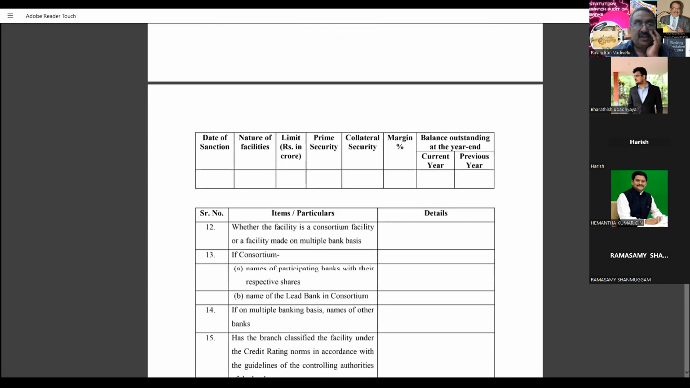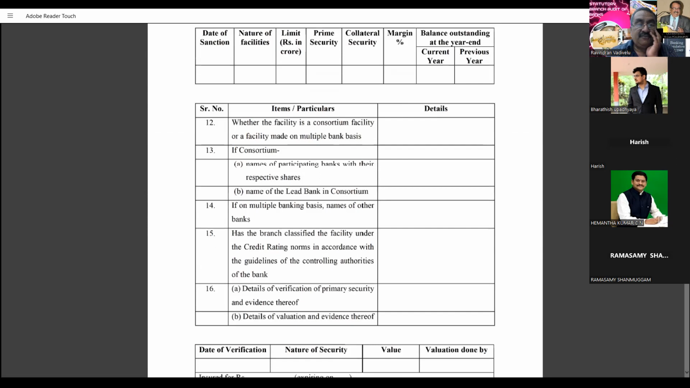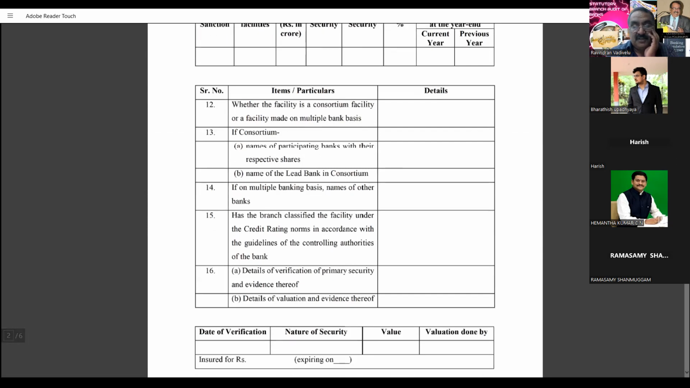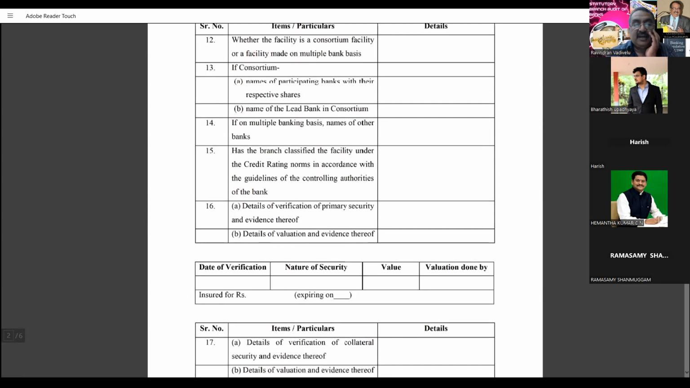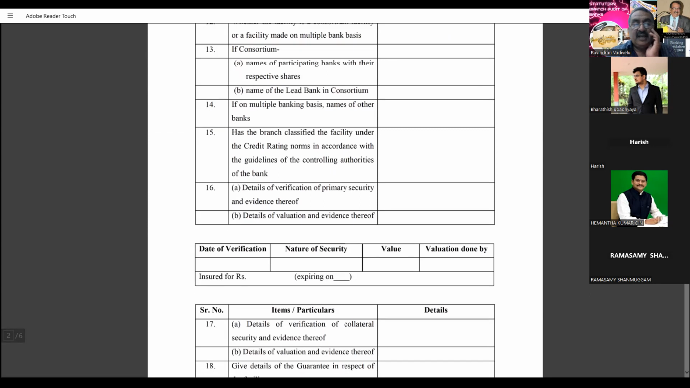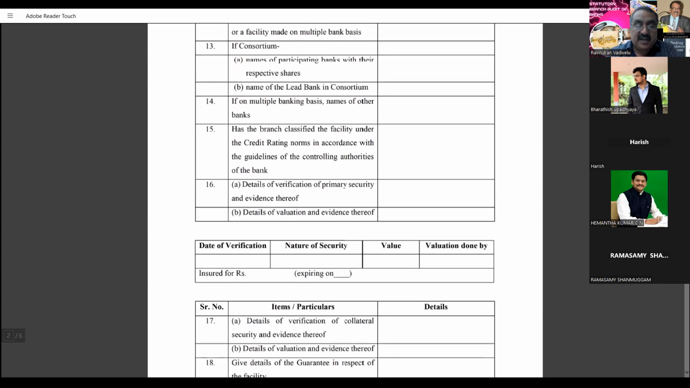What are the facilities sanctioned? And whether the facility is a consortium facility or not. If consortium, the names of the participating banks and who is the lead banker. In case of multiple banking, the names of the other banks also you have to give. Has the branch classified the facility under the credit rating norms in accordance with the guidelines of the controlling authority?